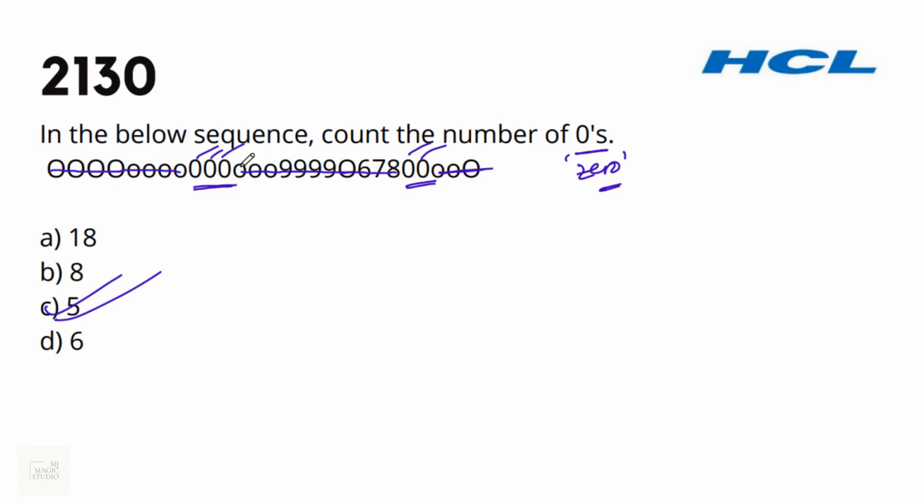Don't count these as zeros. These are not zeros. These are alphabet O, capital letters. These are small letters. These are oval shaped. Zeros are always oval shaped, and alphabet O is circular. So we need these 5 zeros. We can count option C.